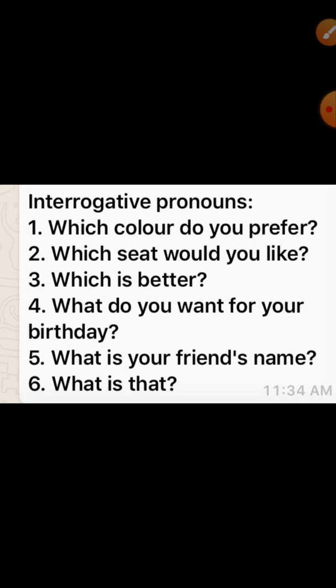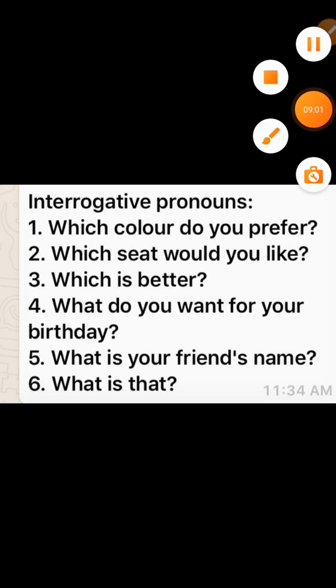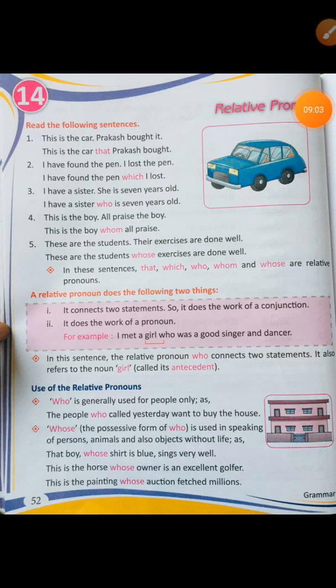Now come to the next. Okay students, now come to lesson number 14, relative pronoun. Relative pronoun, we will start basically. Whenever we use two sentences or we join two sentences together, we take the help of a relative pronoun. For example, this is the car, Prakash bought it. So this is the car that Prakash bought.